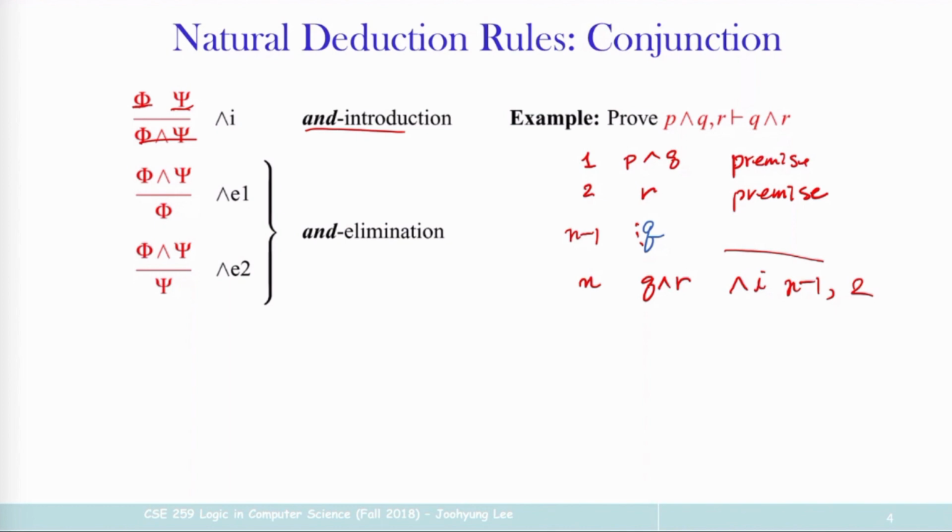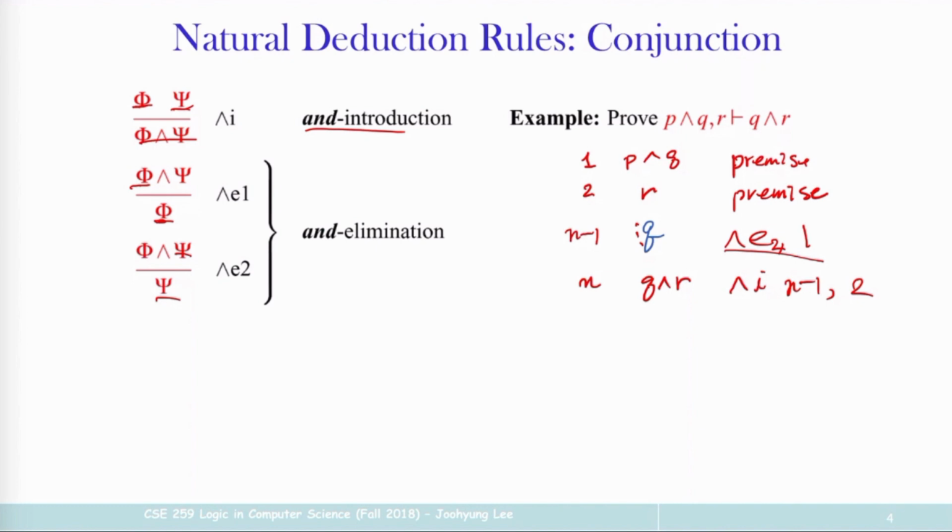So now let's look at it from the forward direction. We already know P and Q is true, so we can derive Q to be true. How do we do that? Conjunction elimination, from line 1. In fact, there are two versions of conjunction elimination. The first version gets the first formula. The second version gets the second formula. For this example, we are using the second version of the conjunction elimination rule.